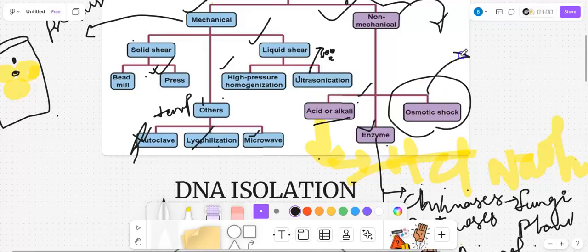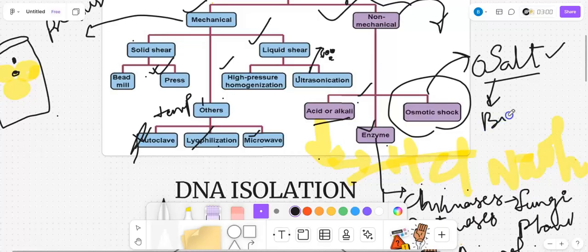Another one is osmotic shock. We will also perform osmosis, like putting cells in salt conditions. Salt water conditions may cause osmolysis, which may burst the cell. Sometimes they will burst and sometimes they may shrink. Basically, we give an excess of salt, causing water to accumulate in the cell, and that will cause breakdown of the cell.